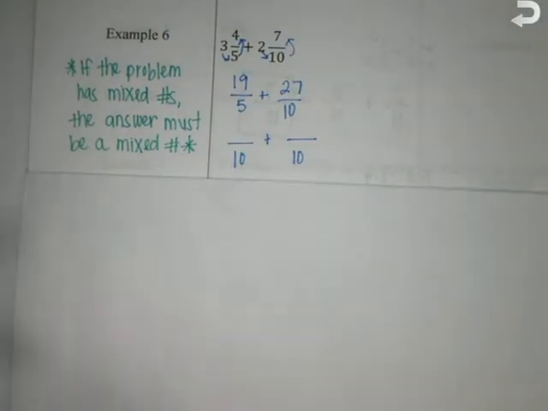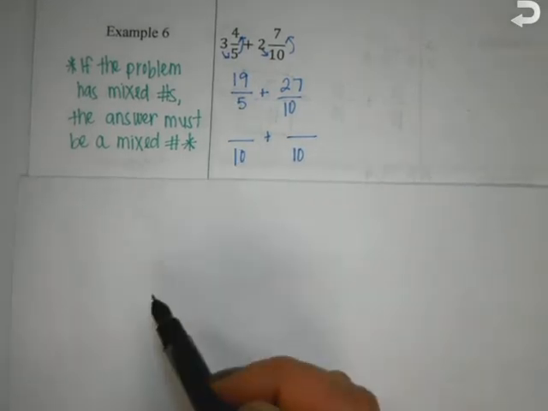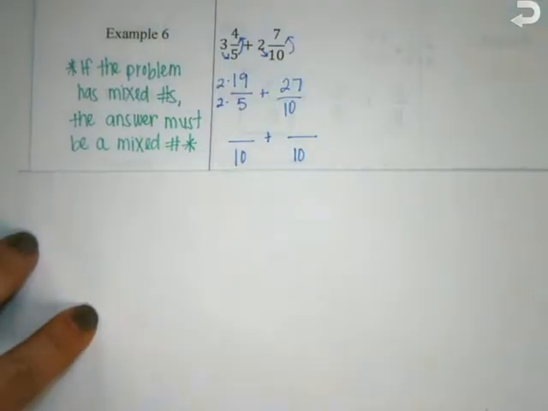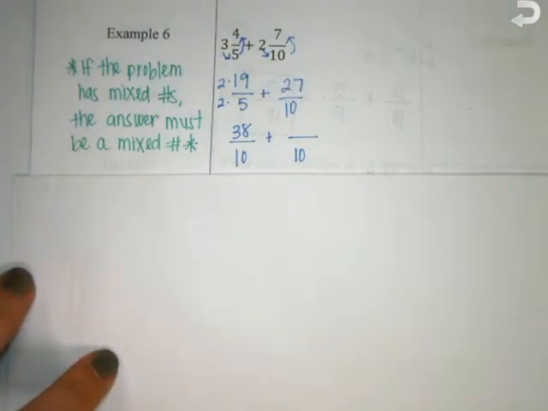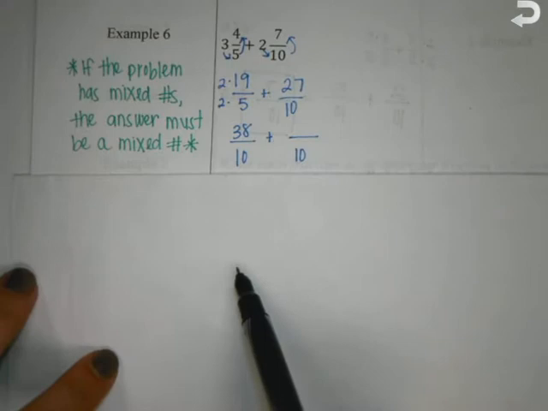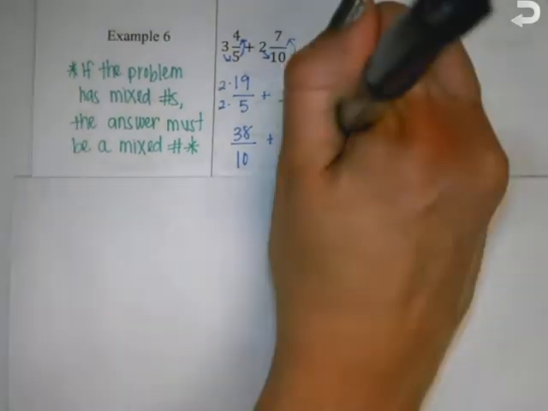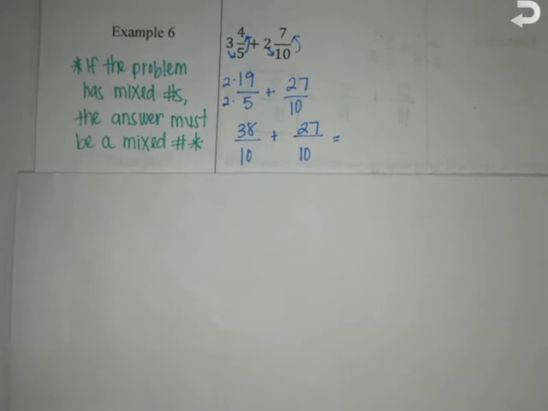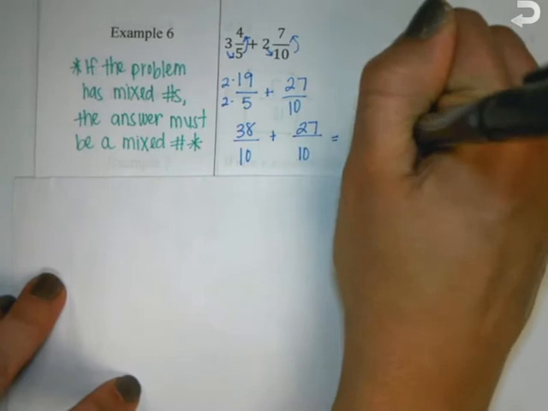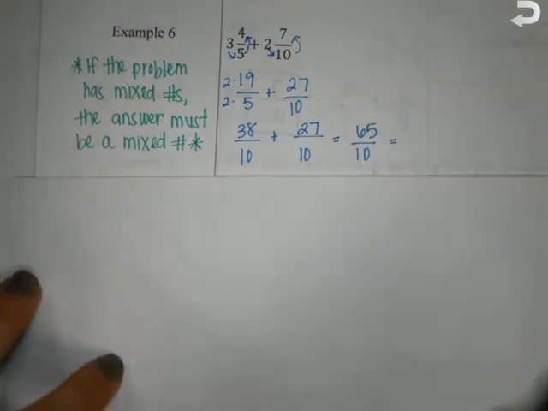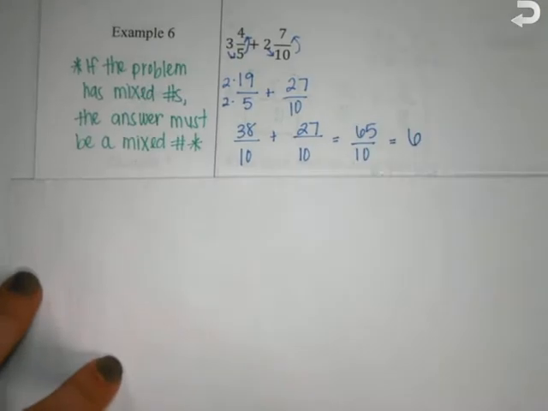19 times 2 gives me 38. What about 27 over 10? Does it change? Nope, it stays the same because we already have a denominator of 10. So let's add straight across now. 38 plus 27 gives me 65 over 10. And then we need to put our answer back in a mixed number. 10 goes into 65 how many times? 6 times whole. What's the remainder? 5 over 10. Does that reduce at all? Yes, it does. It reduces to 6 and 1/2.